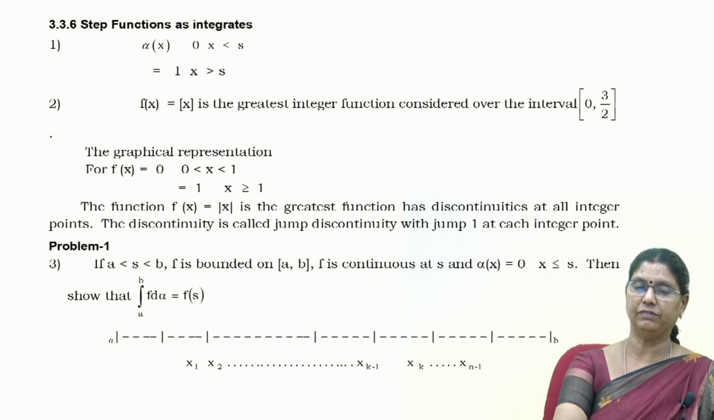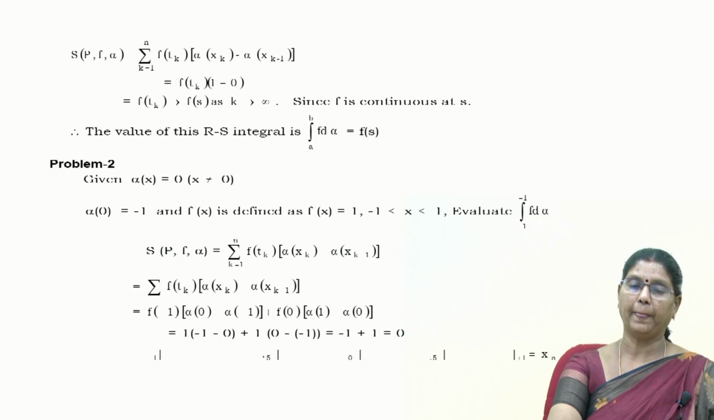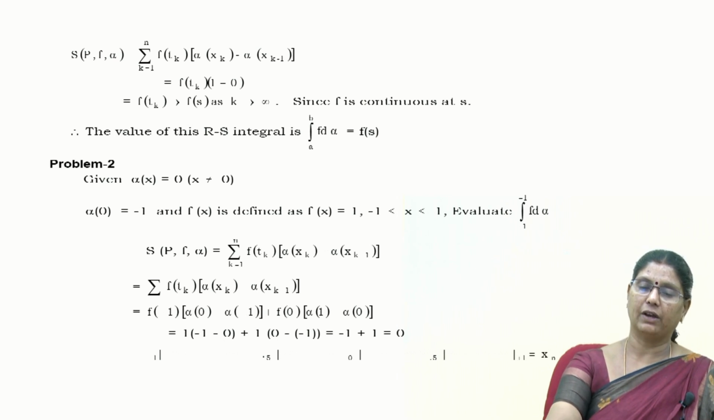The next one, step functions as integrators. So, the graphical representation for the step function is given here, and the problem based on the above: suppose s is in between a and b, and f is bounded on [a, b]. Also we say that f is continuous at s and alpha(x) is equal to 0 where x is less than or equal to s, then we have to show that integral from a to b f d alpha equals f(s). So, by using the above value, we can prove the required form.